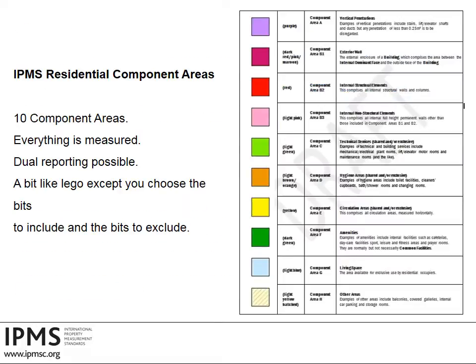You will notice that within the consultation document, there's 10 IPMS residential component areas. Under component areas, everything is measured, and therefore dual reporting is possible. It's a bit like Lego, except you choose the bits to include within your measurement and the bits to exclude from your measurement.